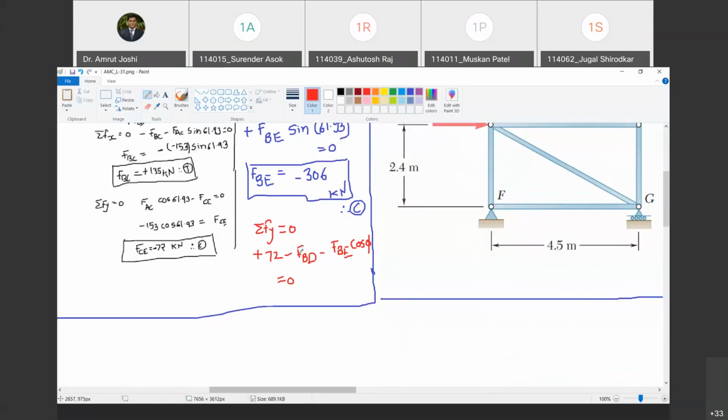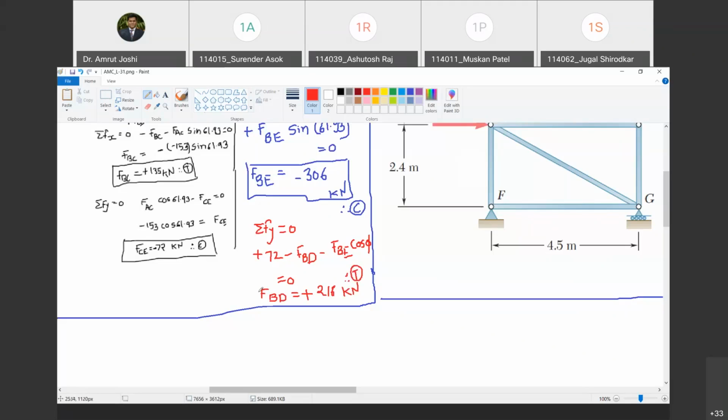Now I am going to substitute FBE as minus 306, so this minus minus will become plus. Are you with me? Yes, sir. FBD will go on the other side and it will become plus. So 72 plus 306 cos of 61.93 degrees. That turns out to be 215.98, so it is 216. Correct me if I'm wrong, FBD is equal to plus 216. Am I correct? Yes, sir. Plus 216 kilonewton. And as it is plus, therefore it is tensile.